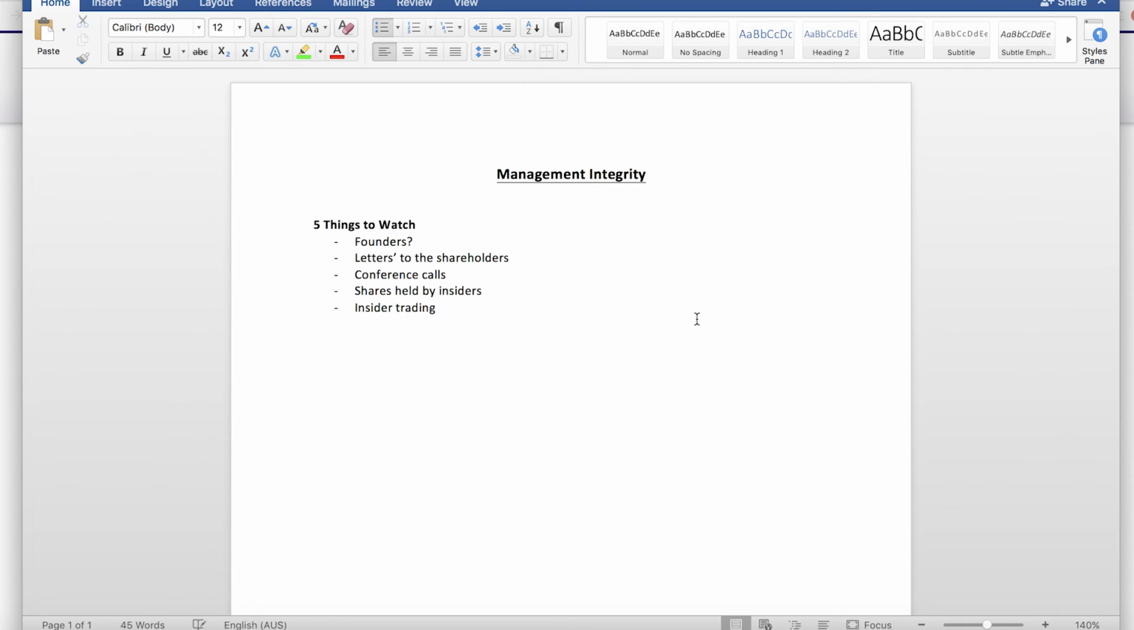So those are the 5 things that I like to look at to assess the management's integrity. Again, remember, this is very subjective, so make sure you do your research and find out what ways are the best ways to assess this. And this is basically just up to you as a person. Do you trust the management team? What feeling are you getting about the management team?